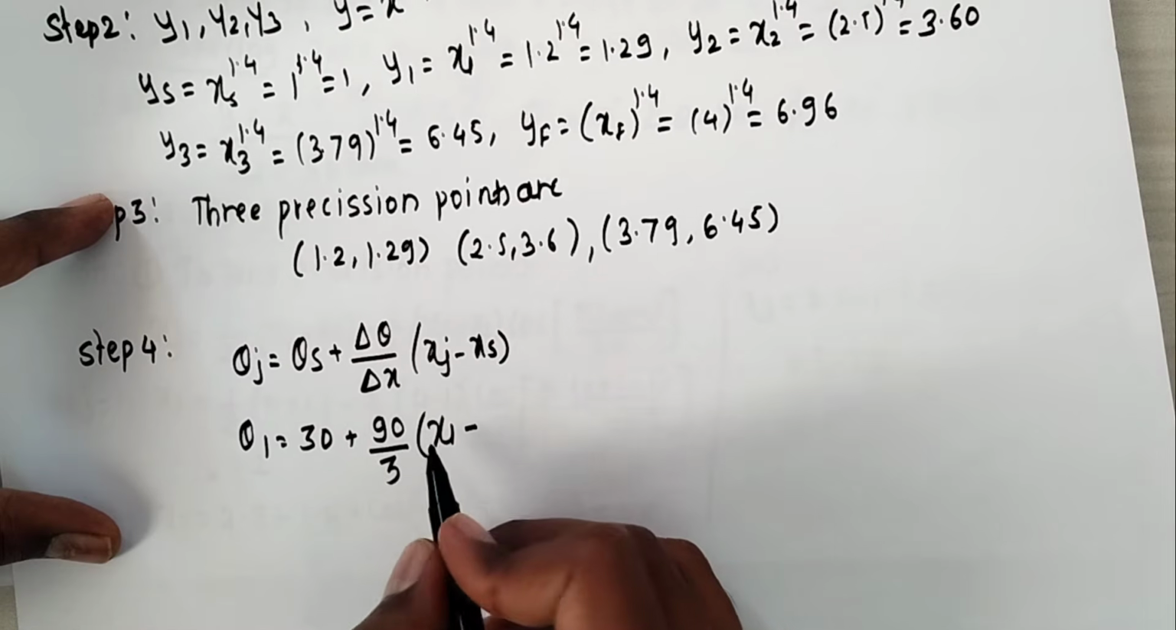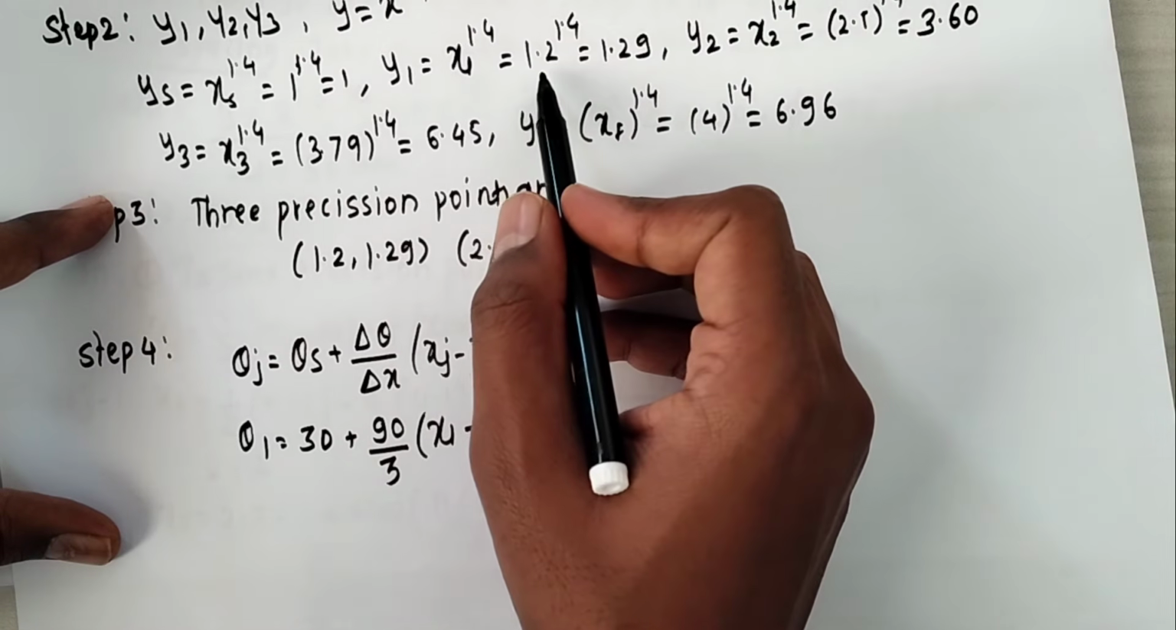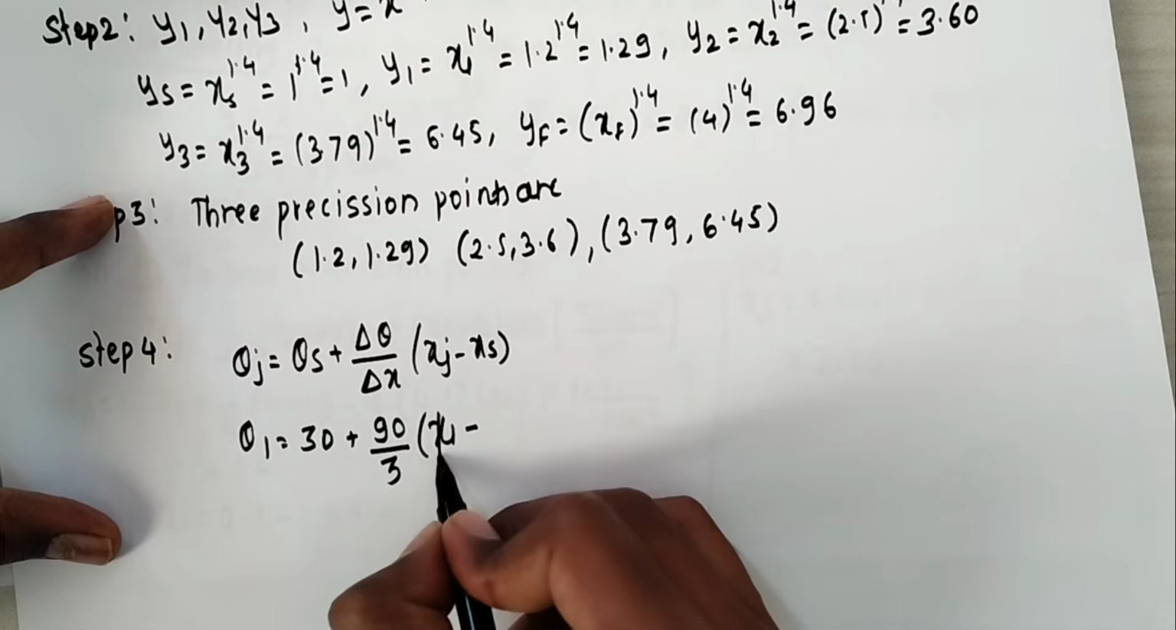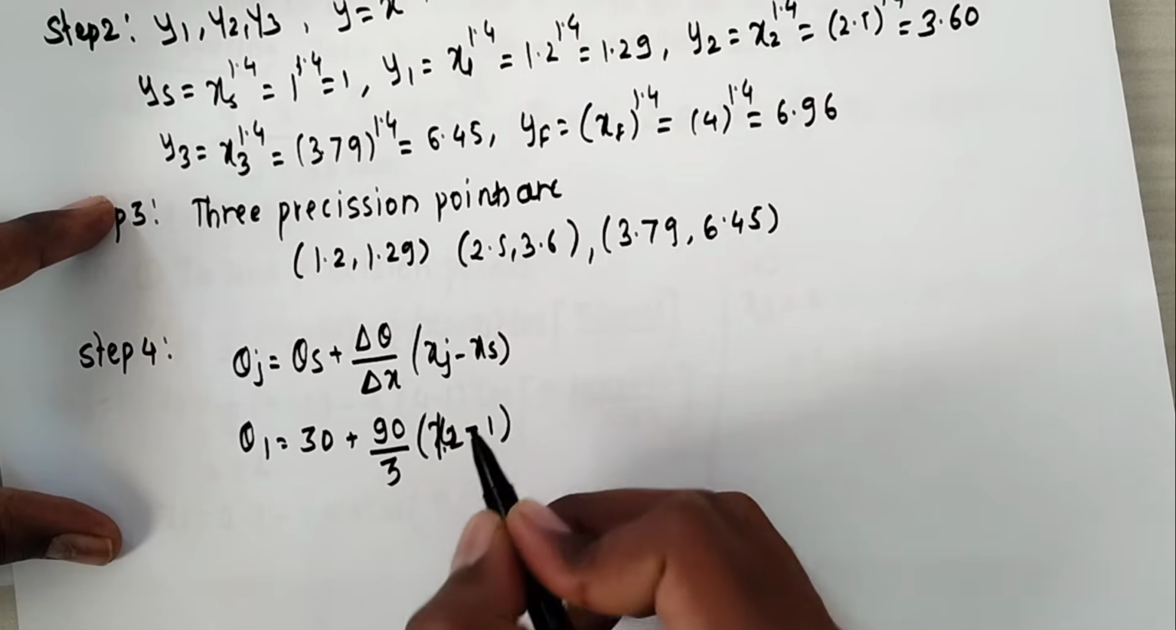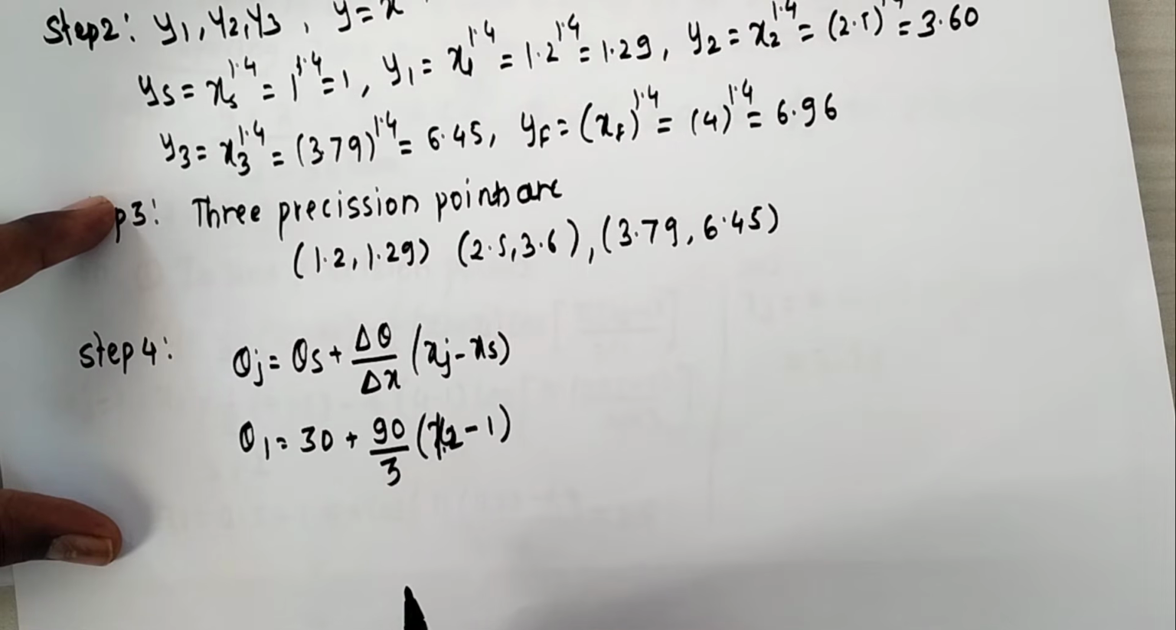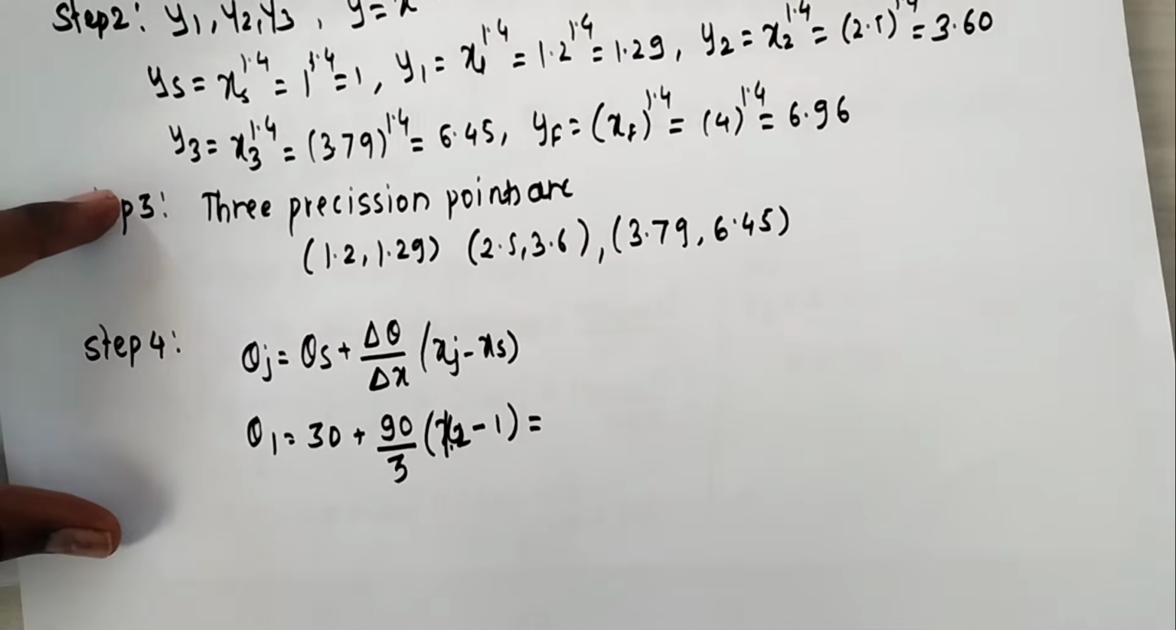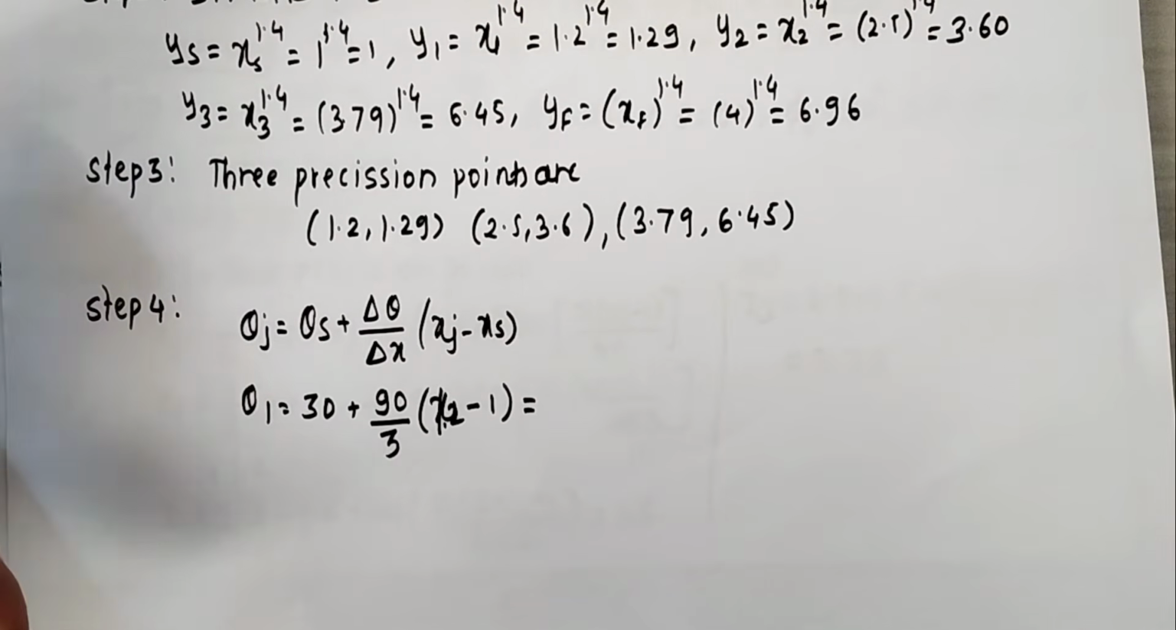So just put values here. x1 is how much? We know it is 1.2. So instead of this, I will put 1.2 minus 1. Okay. If we solve this, we will get the answer. So solve by using calculator.